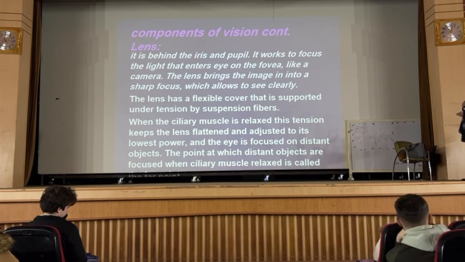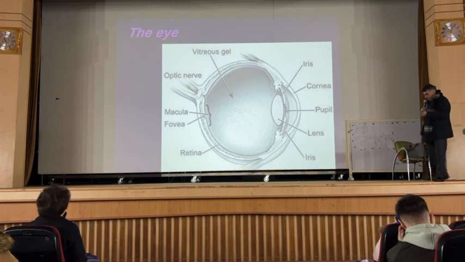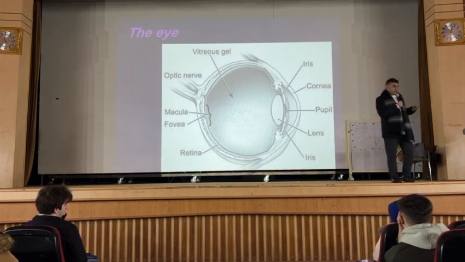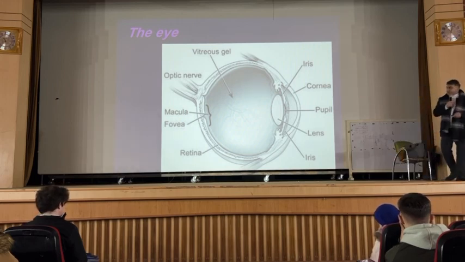So what is the lens? It's behind the iris. This is the lens. It's behind the iris. It has a capsule, nucleus, and cortex. It's mostly composed of fibers. There are no blood vessels in it. There are no nerves. Its nutrition is from the aqueous humor in the posterior chamber.